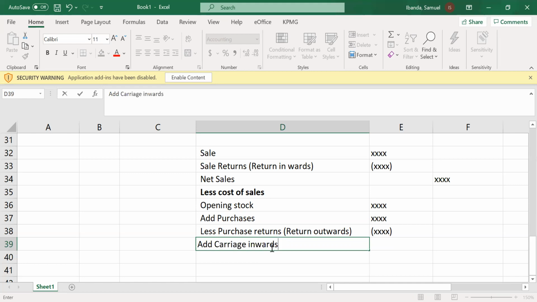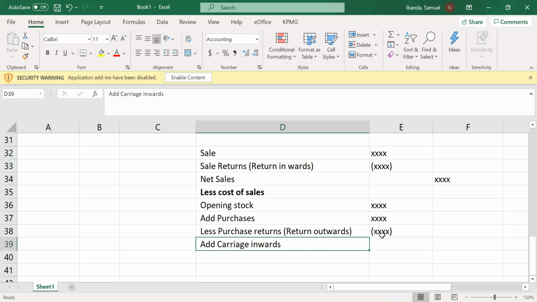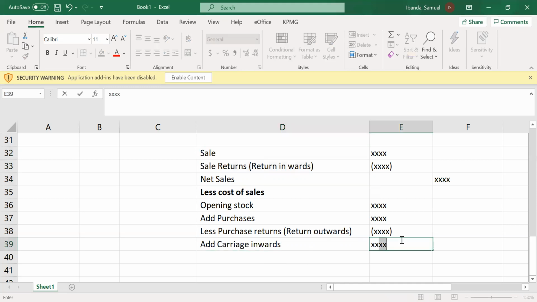We also have what we call carriage outwards. Those are usually related to sales, but they don't adjust the sales. Carriage outwards should be taken to your expenses, okay? Carriage outwards should be taken to your expenses.